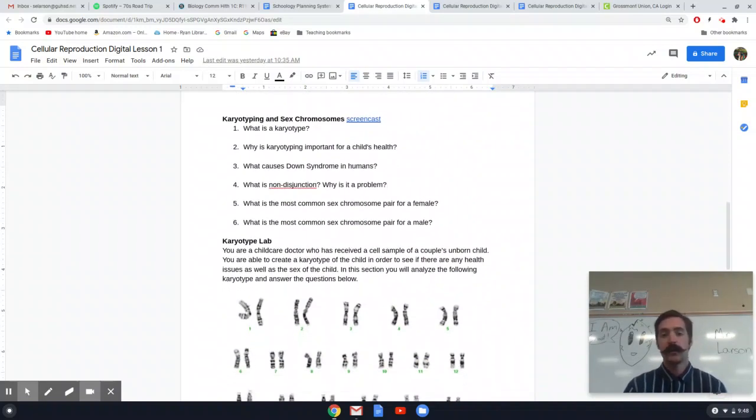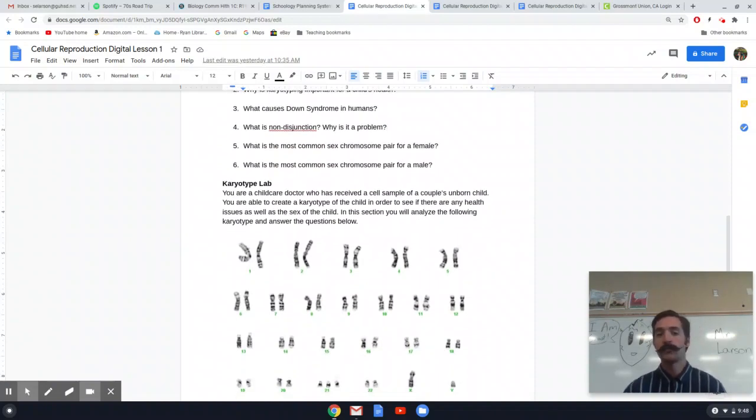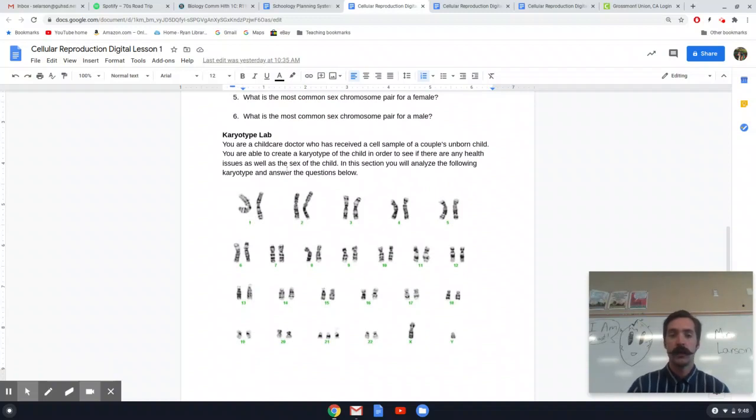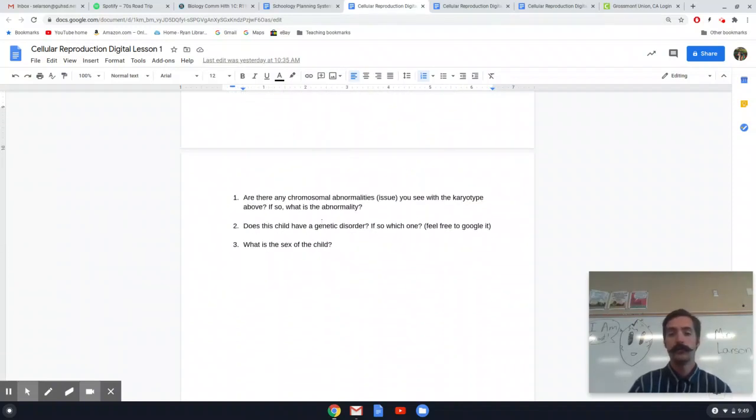And then once you finish that, you're going to basically do a karyotype lab. So in this situation, you have been selected as a child care doctor. You have received a cell sample about a couple's unborn child. You have created this karyotype, and basically what you are going to do is analyze this karyotype and determine if there is something wrong. And once you figure out what that issue is, what the abnormality is, what type of genetic disorder does that abnormality apply to.